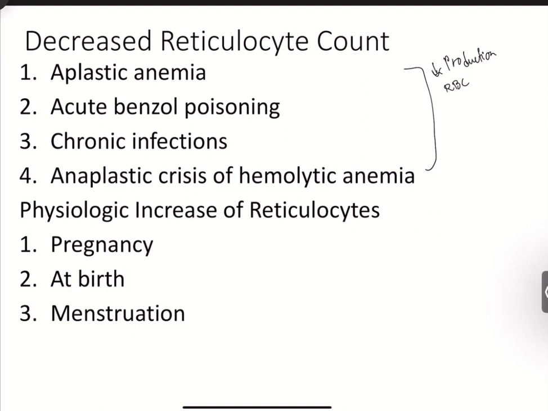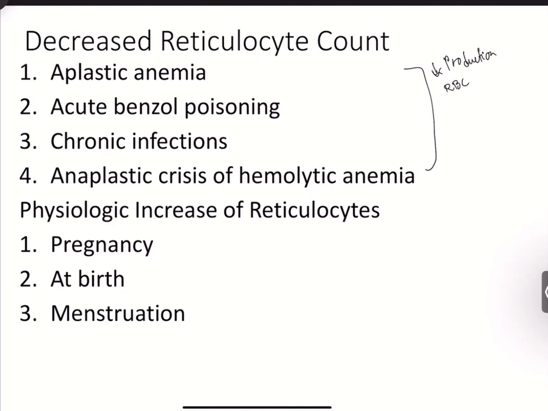No cells are being produced in your bone marrow. Acute benzene poisoning also affects your bone marrow so that it does not produce cells, or it destroys the cells within the bone marrow. Chronic infections also decrease your RBC production, especially in your kidney and liver. Why? For the production of your EPO. Okay, aplastic crisis of hemolytic anemia also decreases the production of your RBC.